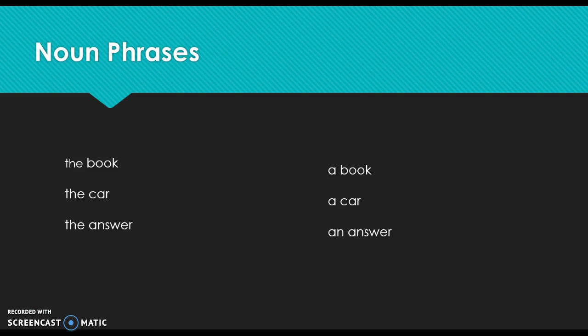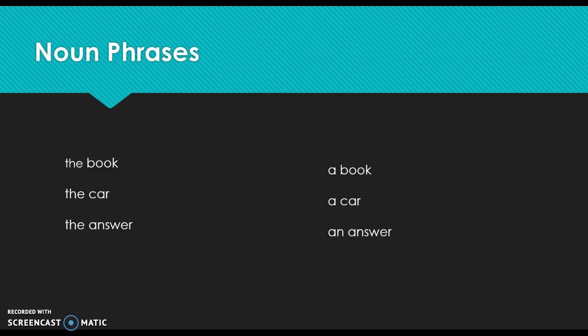So here are some nice easy noun phrases: the book, the car, the answer, or we might say a book, a car, an answer. Now, on the left, these are noun phrases with the definite article, and on the right, these are noun phrases that have the indefinite article. You might notice that the forms are exactly the same for the definite article, but there's a little difference in the articles in the right column.